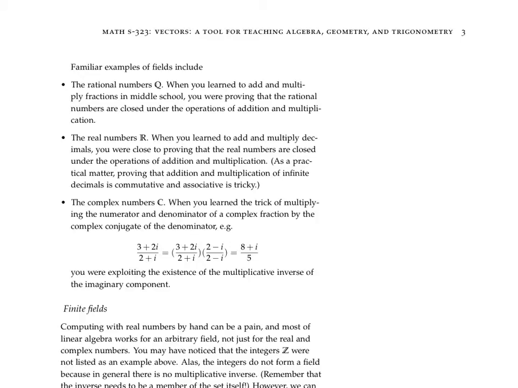So when you learn the trick of multiplying the numerator and denominator of a complex fraction by the complex conjugate of the denominator, you're actually exploiting the existence of the multiplicative inverse of the imaginary component. Something is not being included on this list. That is a really common set that we use a lot in mathematics. And in fact, it is the integers. The integers are not listed here. Note that they're not listed as an example of a field.